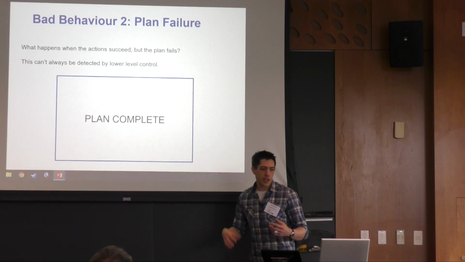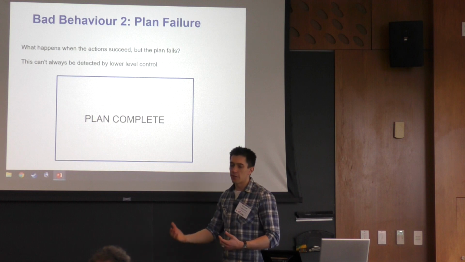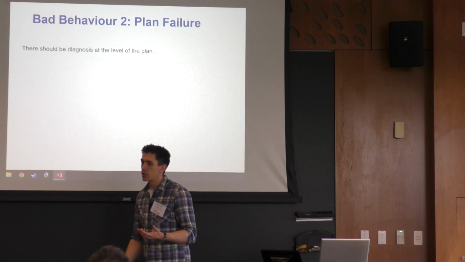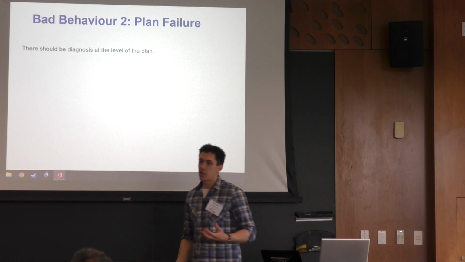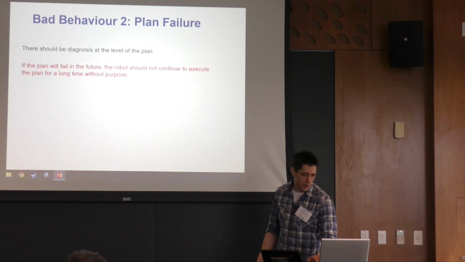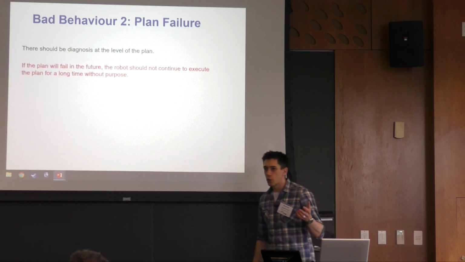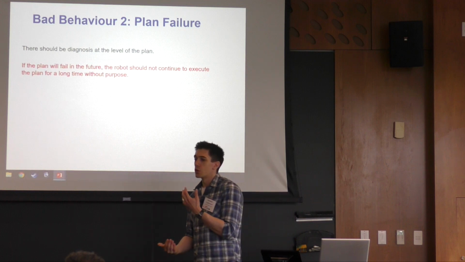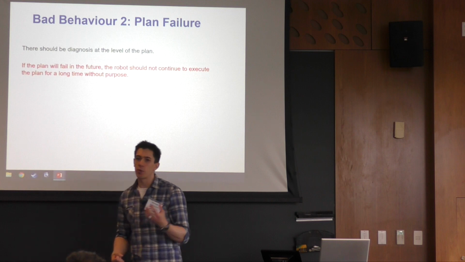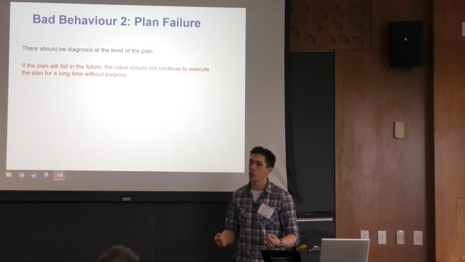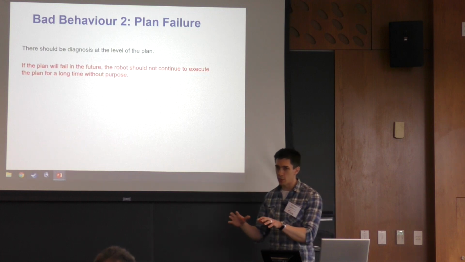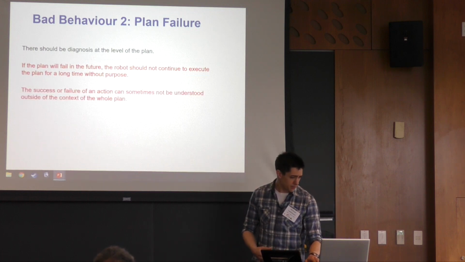Instead, there was some kind of diagnosis missing at a higher level, at the plan level. And this kind of diagnosis, this pre and post condition checking, has to be present in order to determine whether or not the plan is still succeeding. As Dan was talking about earlier, this kind of diagnosis will also be checking whether or not the plan is going to fail sometime in the future and stop the robot from continuing to execute the plan for a long time without purpose. Especially if you're in a domain which includes dead ends, this is important.